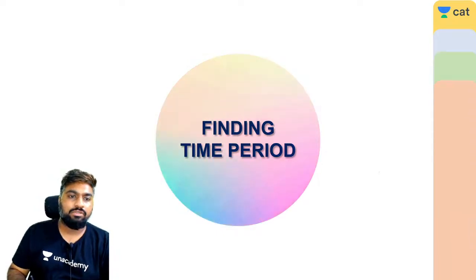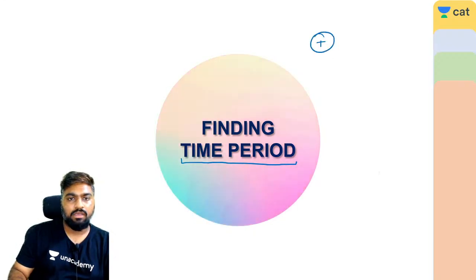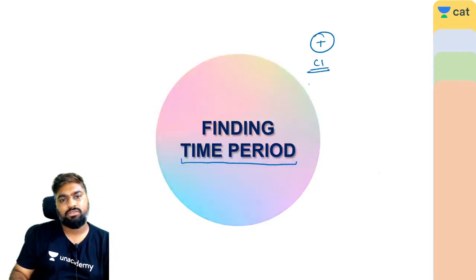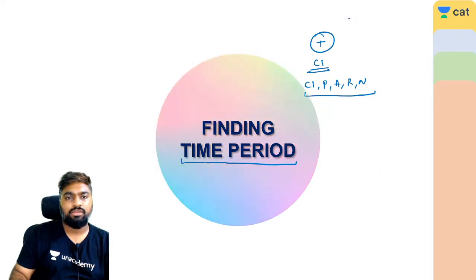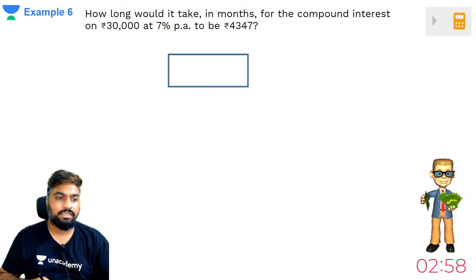Now towards the end, let's do some questions where we have to find out the time period. Yes, T. Again, using compound interest. So maybe interest would be given, principal, amount, rate of interest, number of compounding would be given. You need to find out the time here. Okay. Quickly try this.